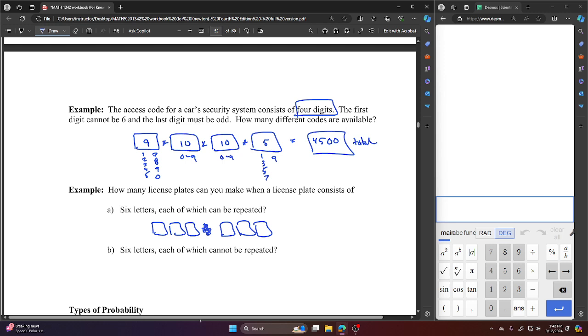So 6 different letters. How many options would I have for this position? 26. Yes, exactly, because I can repeat them. So 26, 26, 26. Let's do the math a little easier. I'm going to use the calculator here. I can do 26 times 26 times 26, right? That would take forever. What's the power? 6 total. You got it. So 26 to the 6th power.